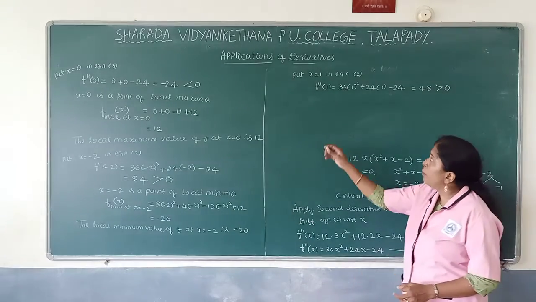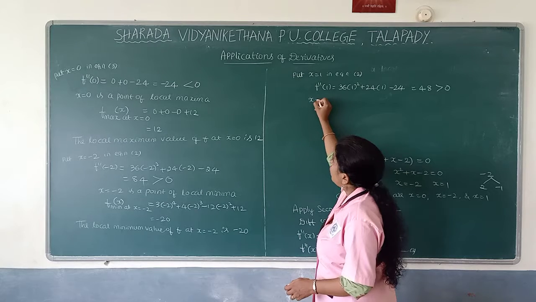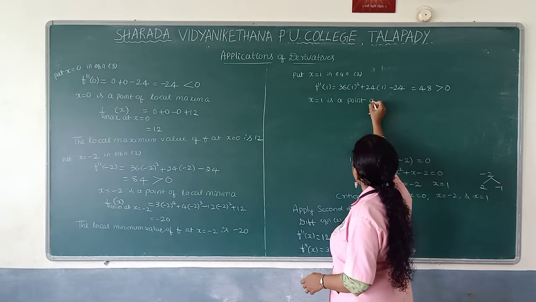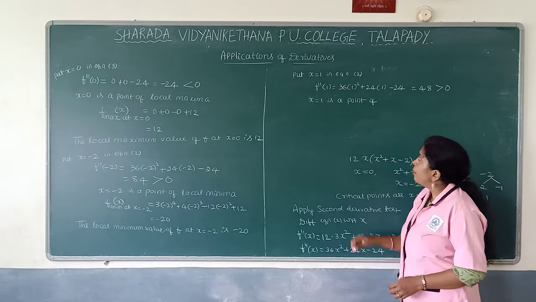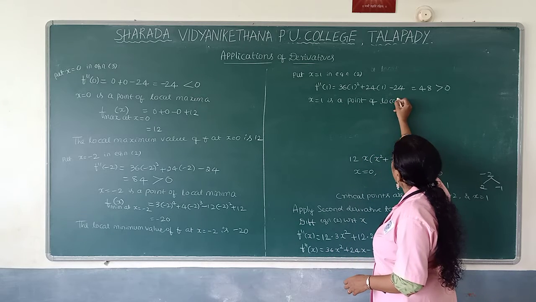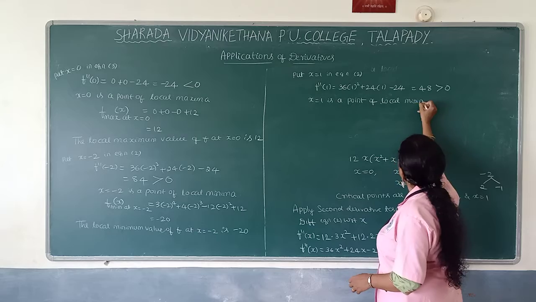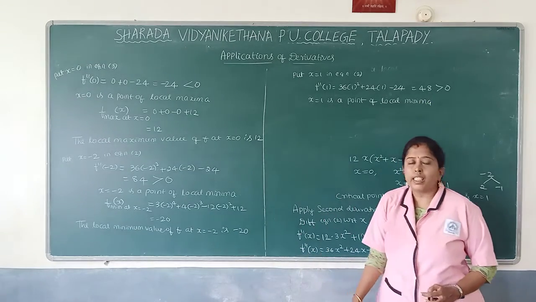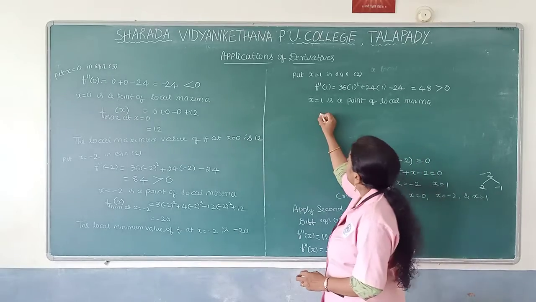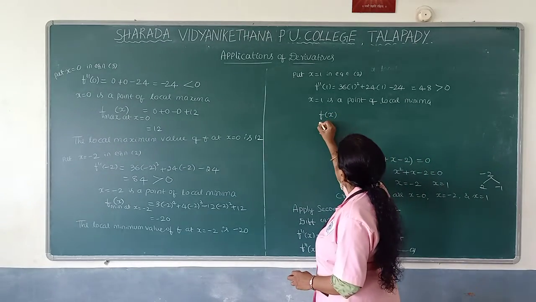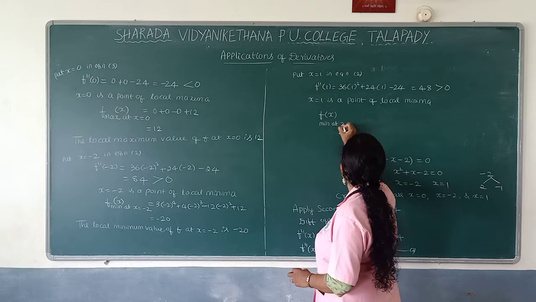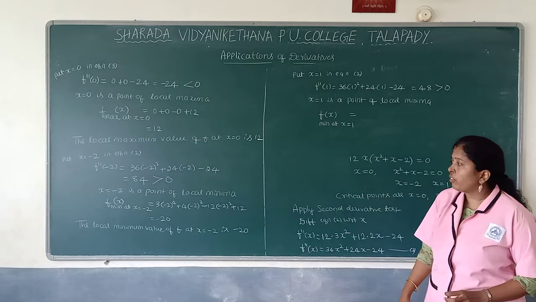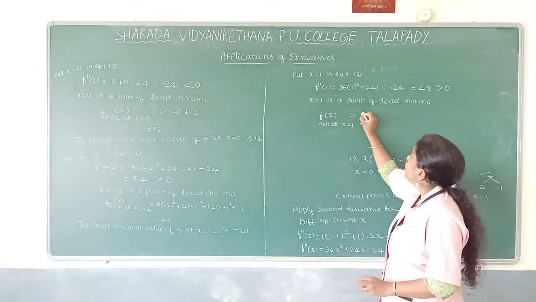48 is a positive value, so it's greater than 0. It's greater than 0 means x is equal to 1 is a point of local minima. Then next we can calculate f minimum at x is equal to 1. What is the value? F of x, f minimum at x is equal to 1 in that case. Means the main function, in that place substitute 1.